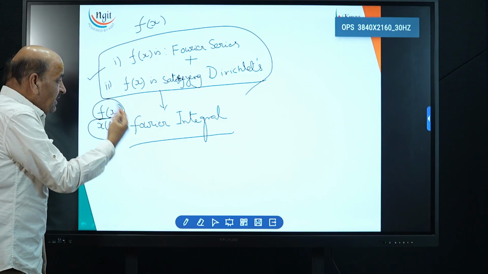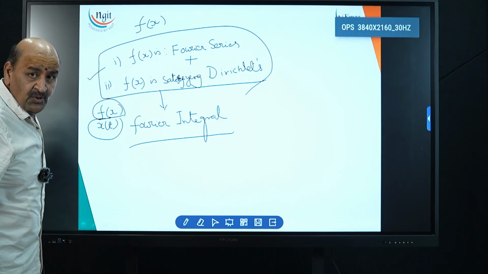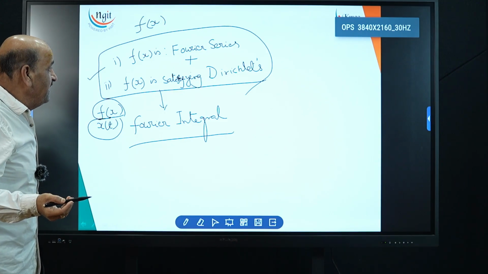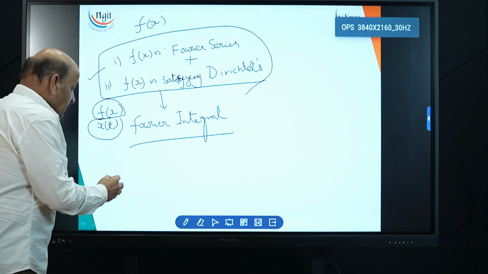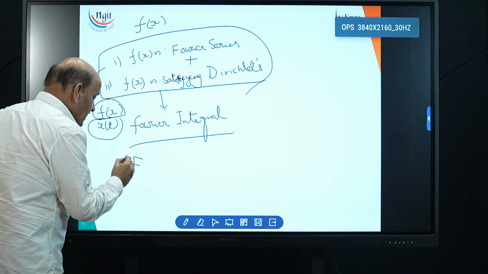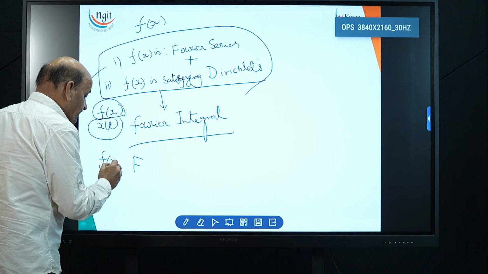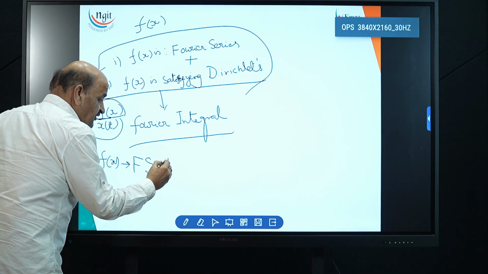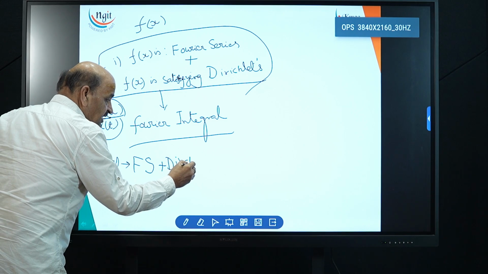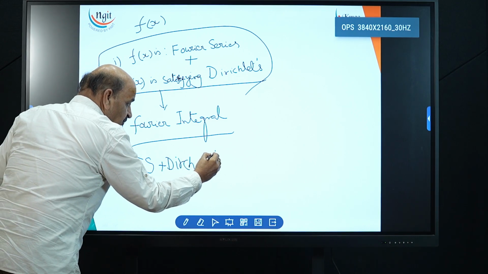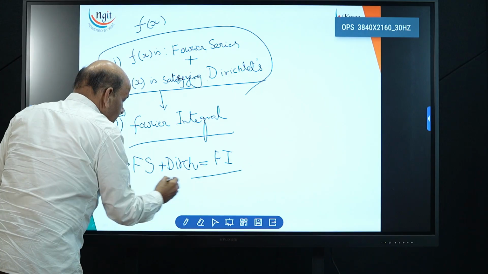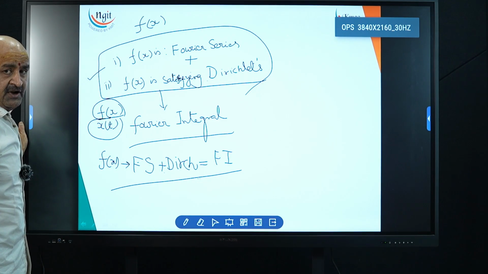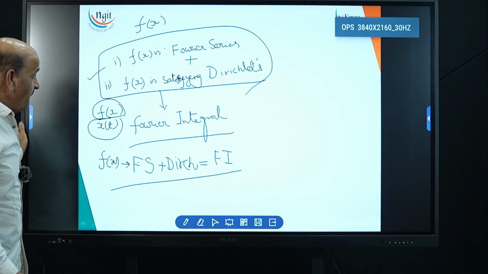This is one of the fundamental concepts of this entire third unit. So students, again I am repeating this important point for your understanding. Fourier series is needed for any function or signal f of x, and Dirichlet's condition is also needed to give the output of Fourier integral. This is a very important concept students have to understand.